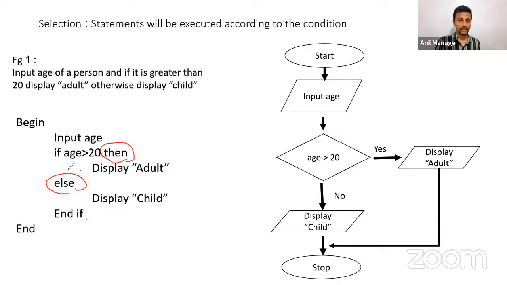So if the condition is true, this will happen. If the condition is false, this will display child. And end if will end here, right? So this is a selection, a very simple selection program.